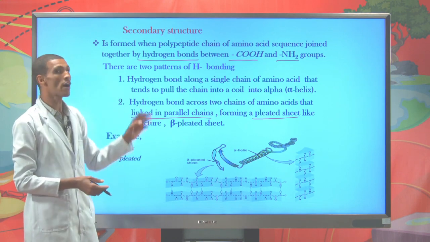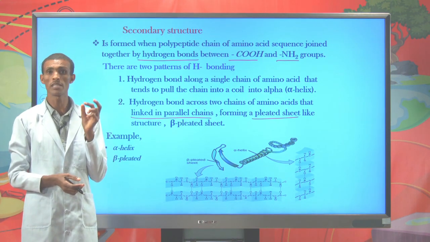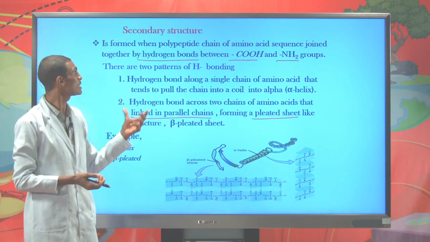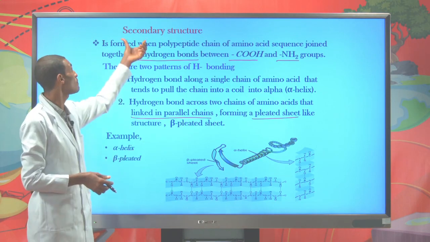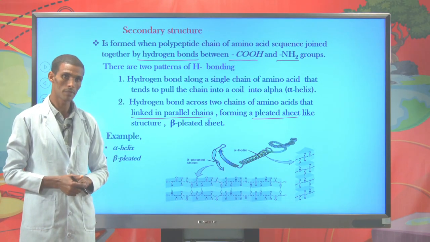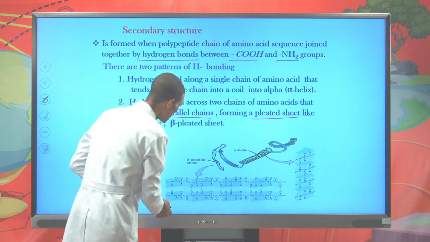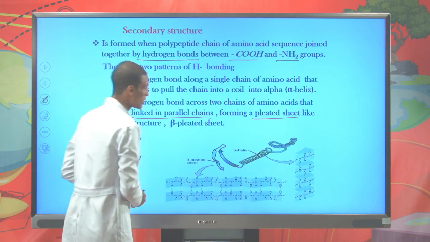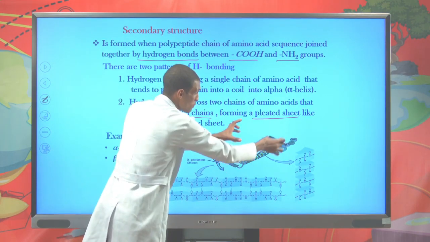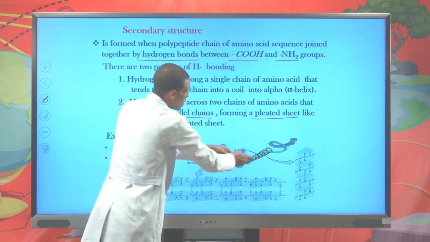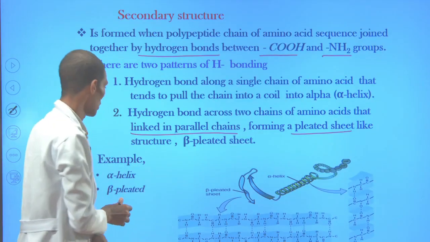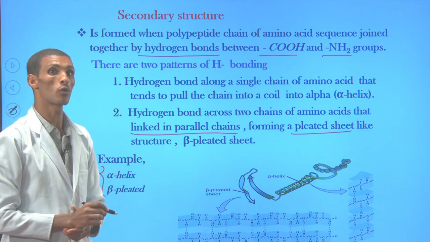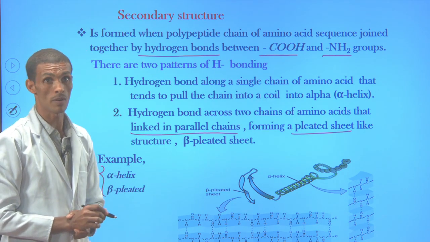So, a protein found in our nails, in our hair, in a horn, and in a feather are some examples of secondary structure. If they are arranged in a pleated or parallel arrangement, they form beta sheets. If they tend to form hydrogen bonds and coil together, they can form the alpha helix. So, the alpha helix and the beta pleated sheet are the two most important examples of secondary structure of amino acids.